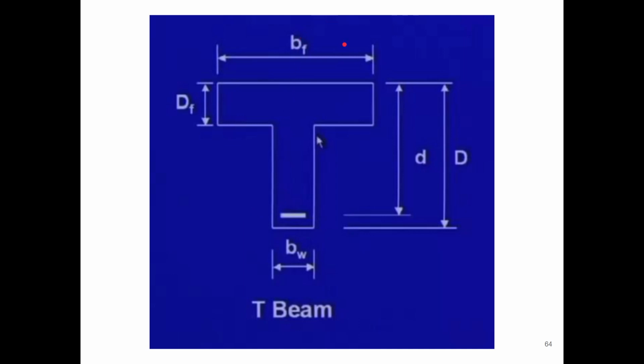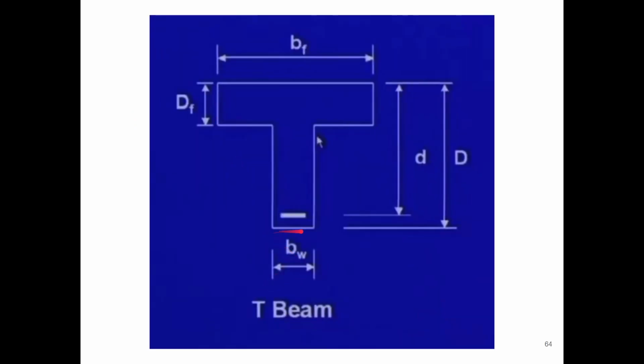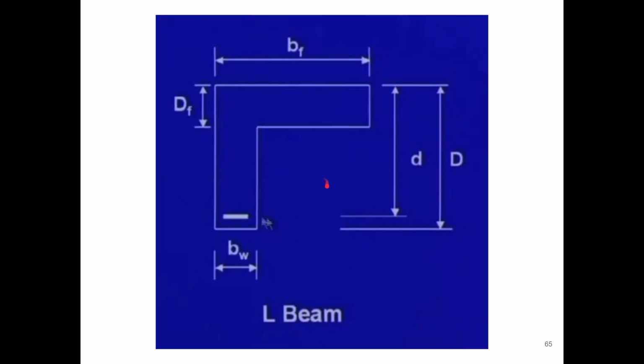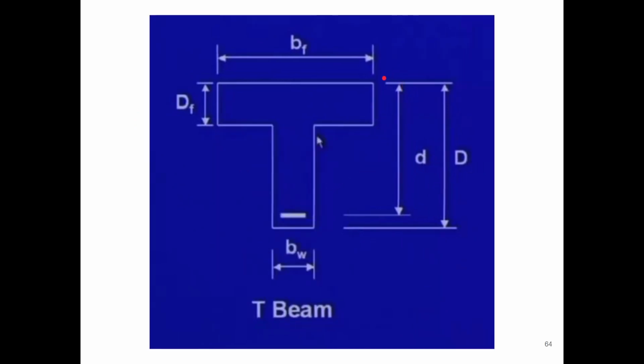Here, as we discuss, we can name the various portions. This is the web, and this is the flange. This is the width of flange and depth of flange, and this is the width of web and depth of web. And as we discussed earlier, this is the effective depth and this is the actual depth.